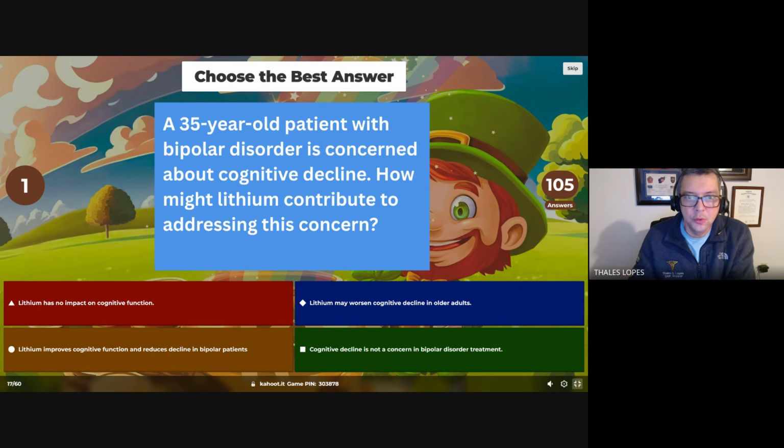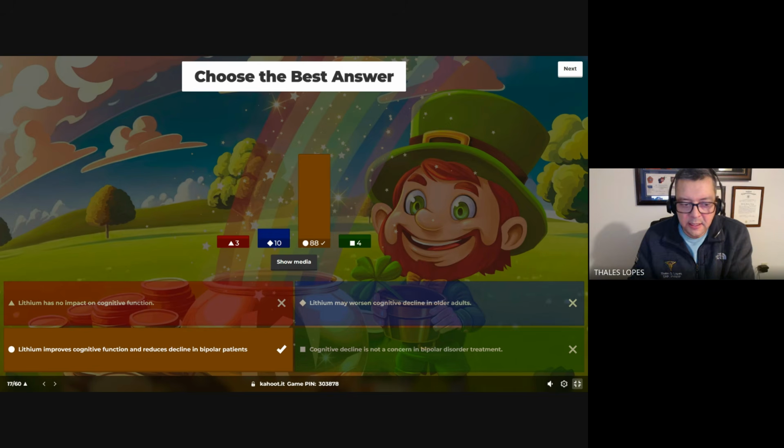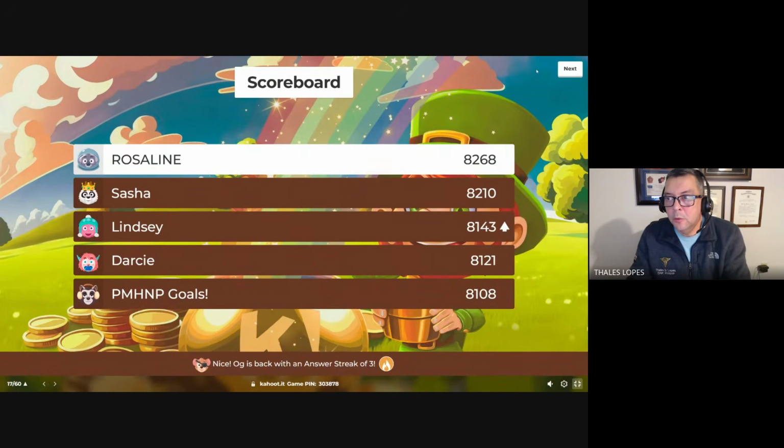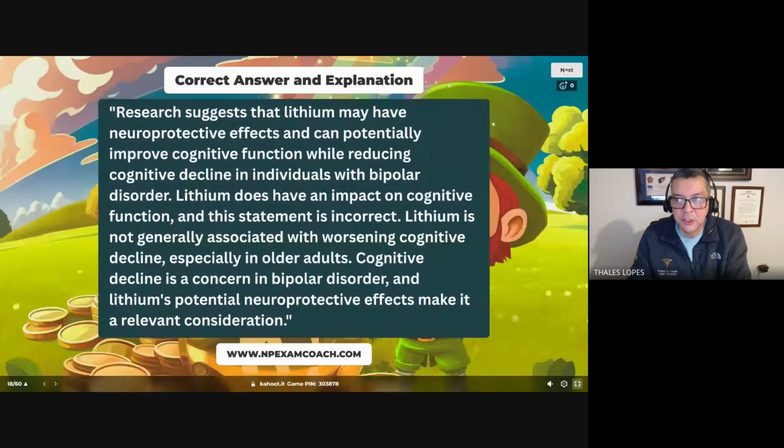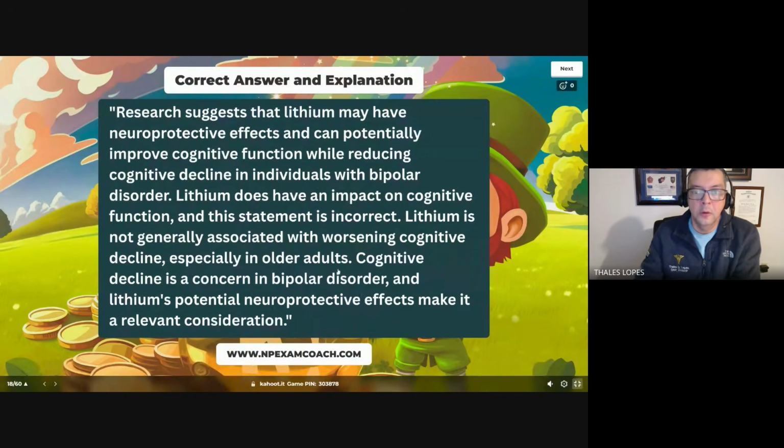3, 2, 1. Yes, lithium improves cognition and reduces decline in bipolar patients. Well, it is well known that lithium is the neuroprotective medication of choice for bipolar patients. Also, it is the only medication that has been shown to reduce suicidality in bipolar patients.